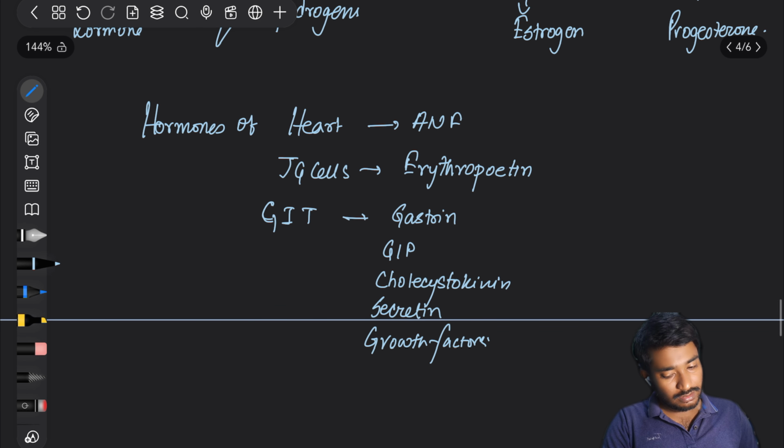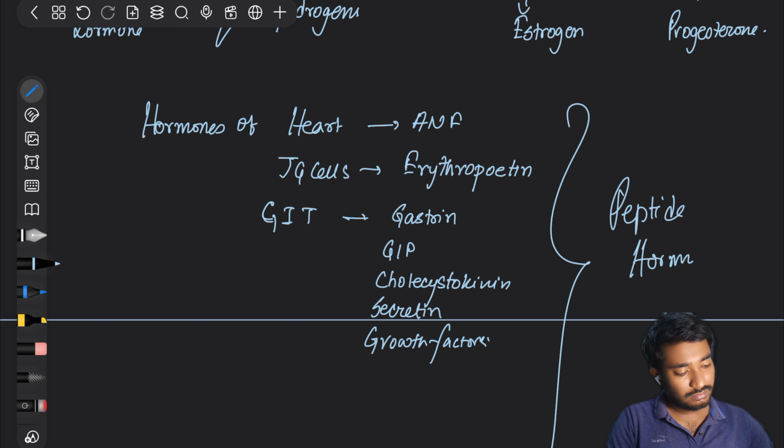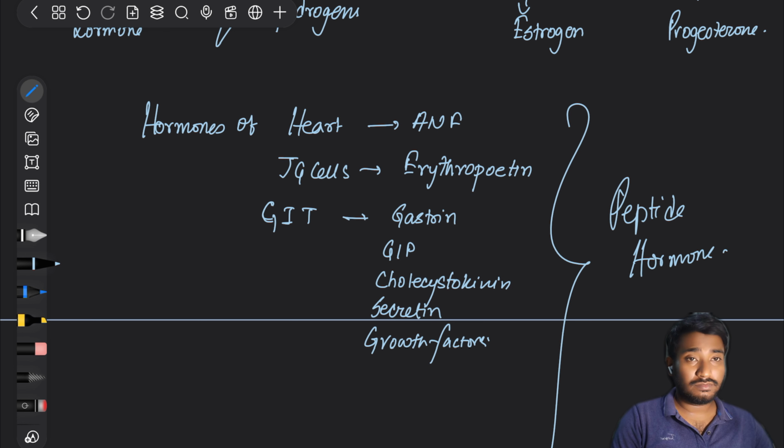All these hormones are peptide hormones in nature, that is, proteinaceous hormones. So we have completed the mind maps of this chapter.